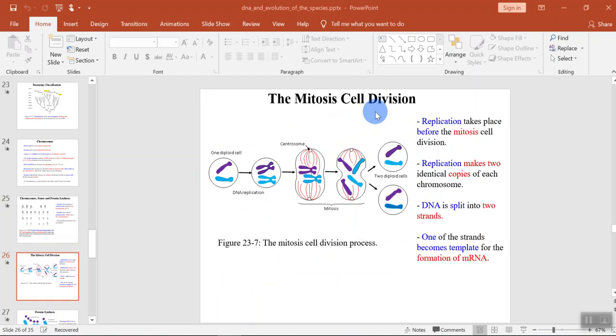This is the mitosis cell division for somatic cells. In other words, most of our cells. You start with a cell, which divides into 2 cells. It's just copying. So there's replication which takes place before the mitosis. There you go. And then replication makes 2 identical copies. DNA splits. One of the strands becomes a template for the formation of mRNA, messenger RNA.